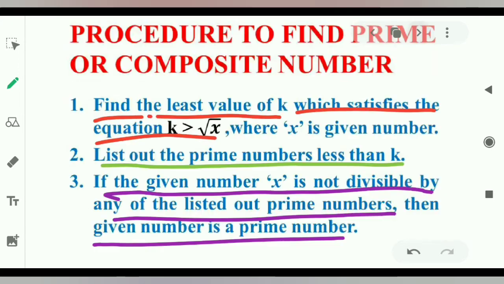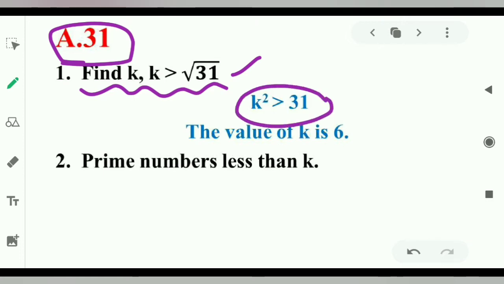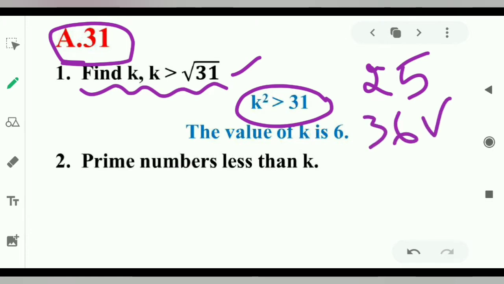What is the first option? 31. Okay, first step: find the value of k which is greater than the square root of the given number. That is, we have to find the value of k which satisfies the equation k greater than the square root of 31. Rewriting this equation, we get k square greater than 31. So now, we have to find the nearest square number which is greater than 31. 25? No, 25 is not greater than 31. 36? Yes, it is greater than 31. What about 49? It is also greater than 31. It is also a square number.